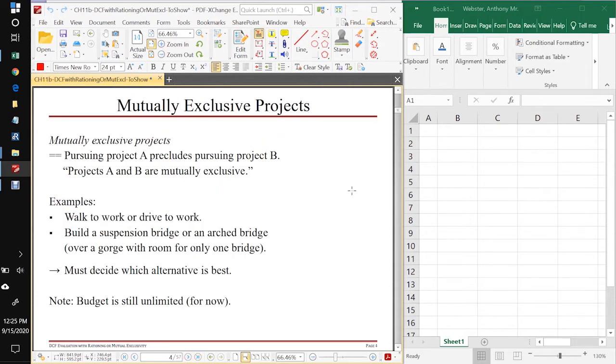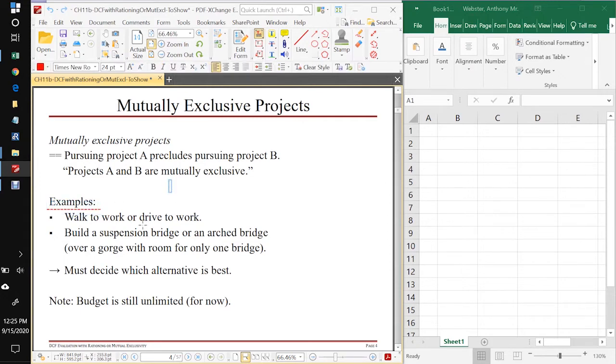So now let's consider a realistic situation that often comes up, and that's mutually exclusive projects. So what do we mean by that? A set of mutually exclusive projects means that if we pursue project A, we can't pursue project B. So we say A and B are mutually exclusive. So what would be some examples of this?